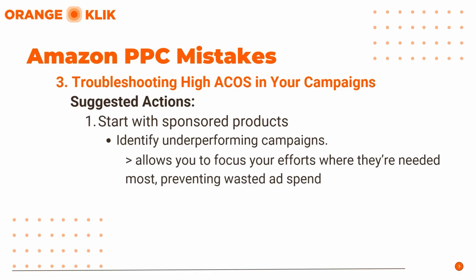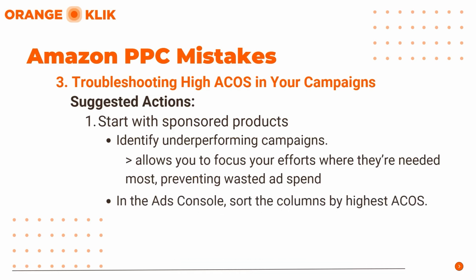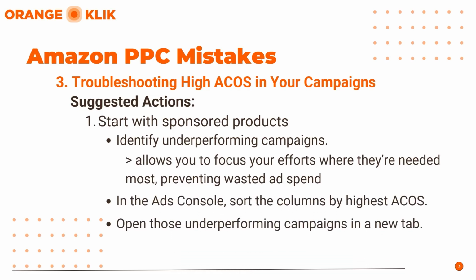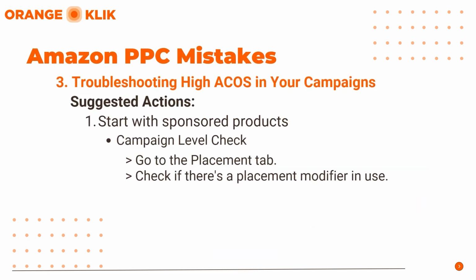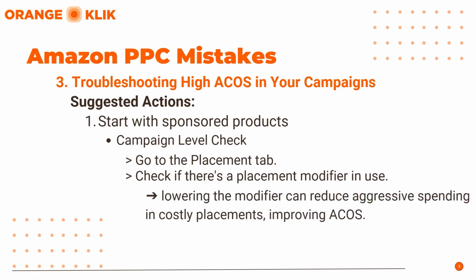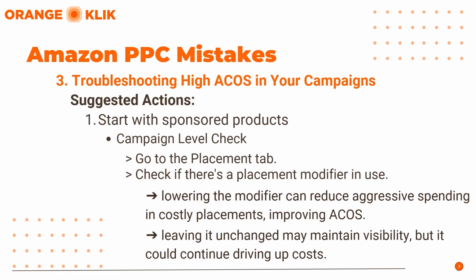Preventing wasted ad spend. In the ads console, sort the column by the highest ACOS. Open those underperforming campaigns in a new tab. On a campaign level check, go to the placement tab. Check if there's a placement modifier in use. Lowering the modifier can reduce aggressive spending in costly placements, improving ACOS. Or leaving it unchanged may maintain visibility, but it could continue driving up costs.